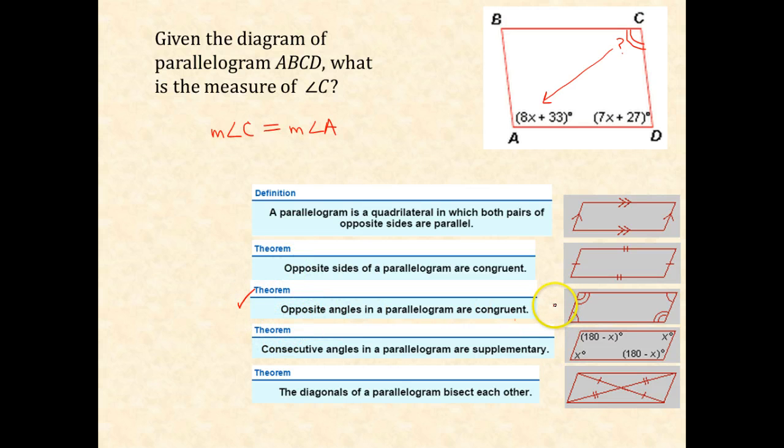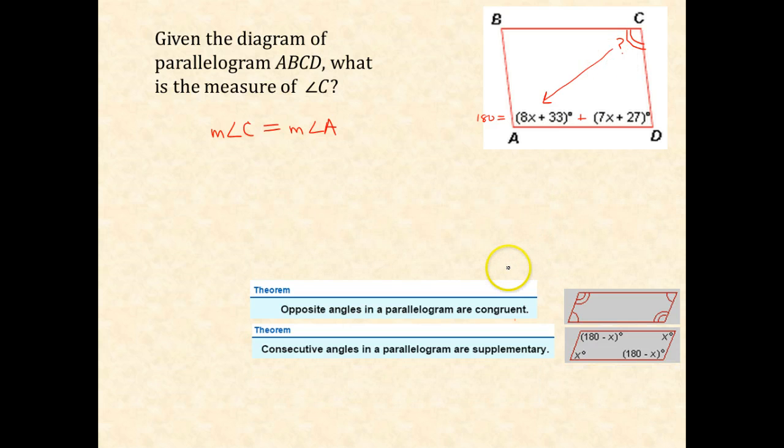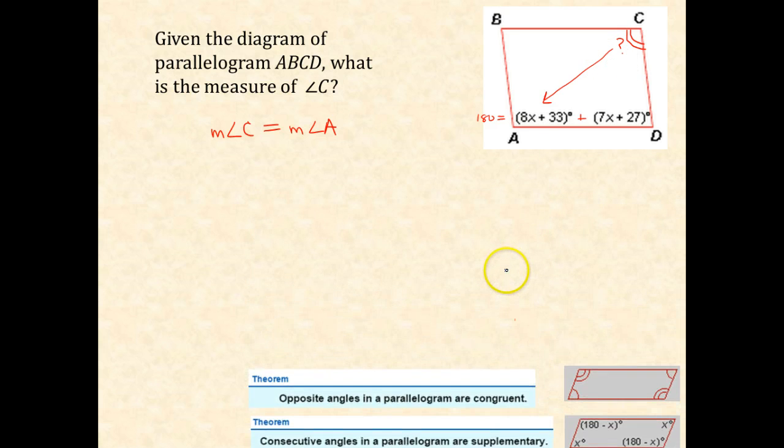angles are congruent. Then I'm going to need to use this theorem, the consecutive angles theorem, to figure out what x equals, because I'm going to have to add these two together and set them equal to 180. Then I'm going to have to solve for x. Then I'm going to have to plug in to find the measure of angle A, so that I can find out how many degrees angle A is, because that's going to be the same as angle C. So these are the two theorems that I'm going to use.